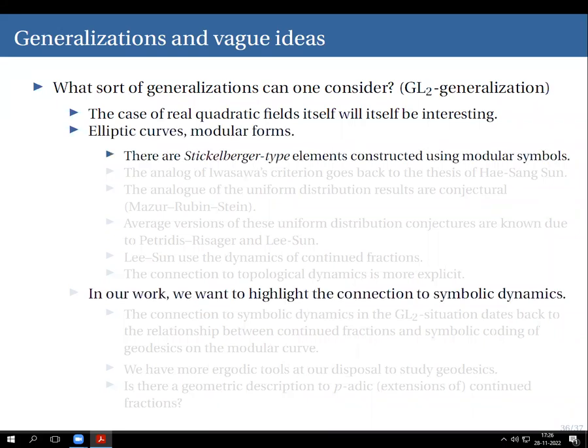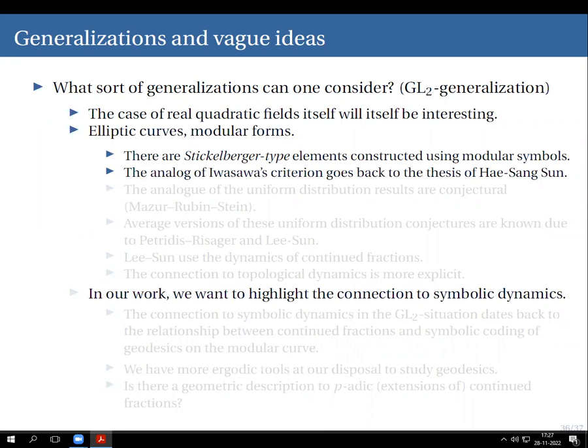But the other sort of GL2 generalization is instead of characters, we can look at elliptic curves and modular forms. And in this case, there's also an analog of the Stickelberger element. And these are using what's called modular symbols.